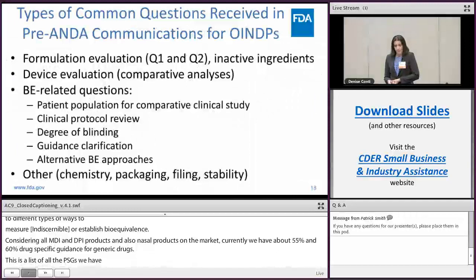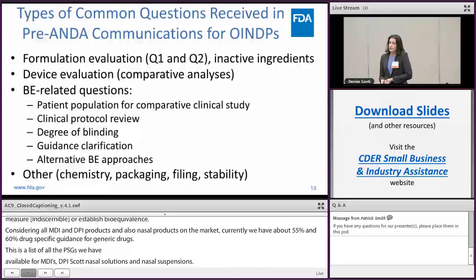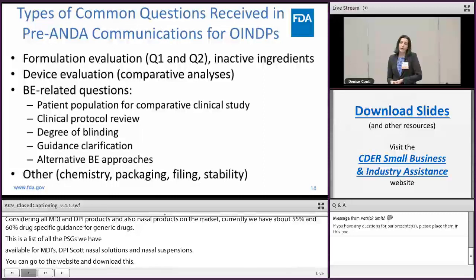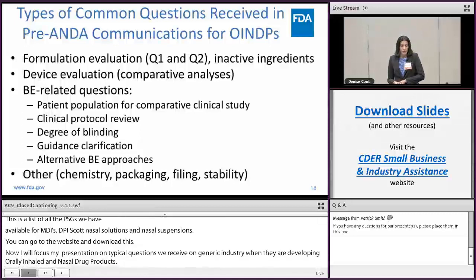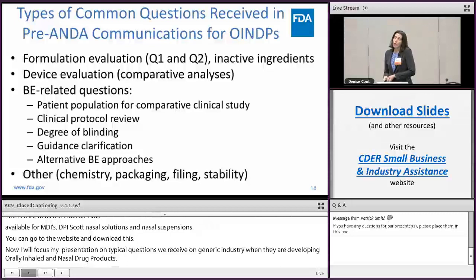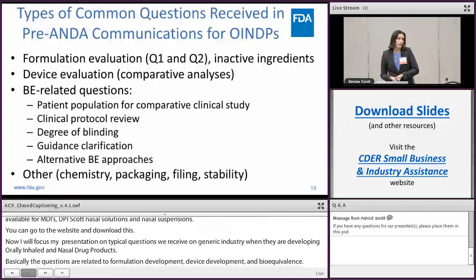Now I will focus my presentation on typical questions we receive from generic industry when they are developing oral inhalation and nasal drug products. So basically the questions are related to formulation development, device development, and bioequivalence. In terms of specific questions, sometimes asking clarifications on the product-specific guidances, or sometimes proposing alternative approaches to our current recommendations.